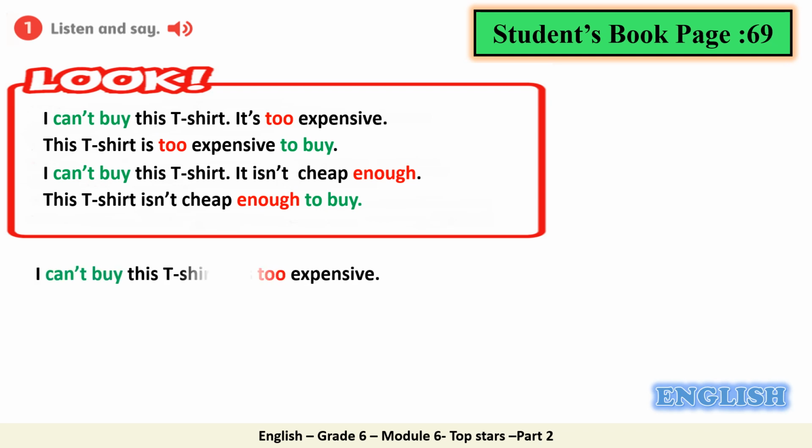Excellent. Let's explain more. Let's read the sentence again. I can't buy this t-shirt. It's too expensive. First, we put the second part of the sentence at the beginning. Okay, this t-shirt. So the second part became the first part. Instead of the pronoun it, we use this t-shirt because it refers to this t-shirt. This t-shirt is too expensive. Now, what is missing here? Excellent. It is the infinitive form, and the infinitive form is to buy. Excellent. Great. Let's move now to the workbook together.